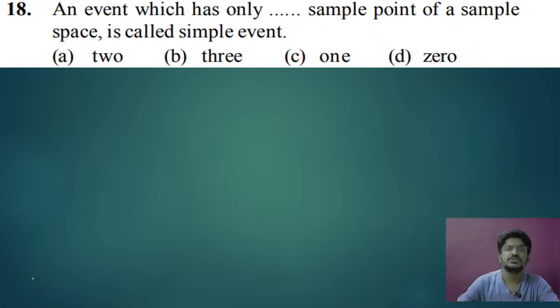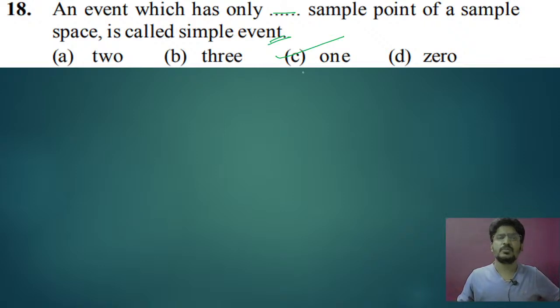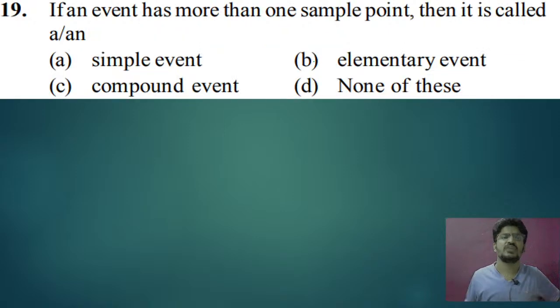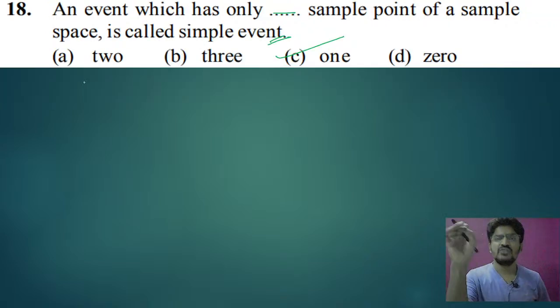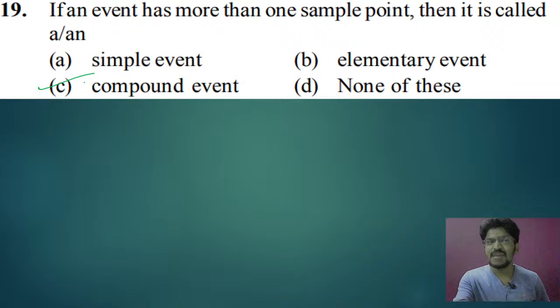Now, an event which has only one sample point is called a simple event. If an event has more than one sample point, it is called a compound event.